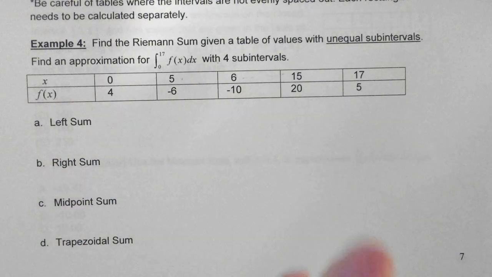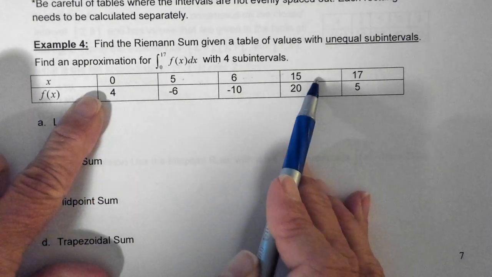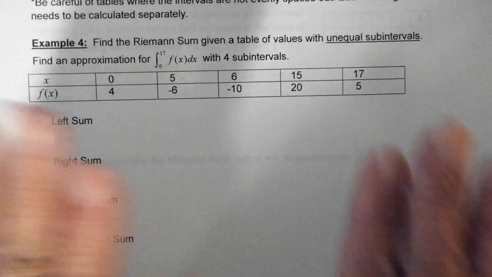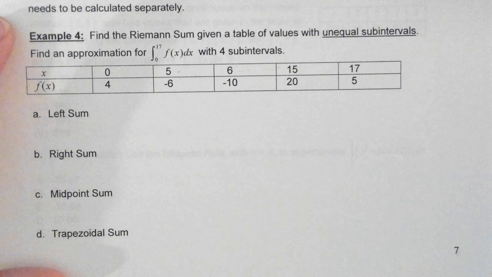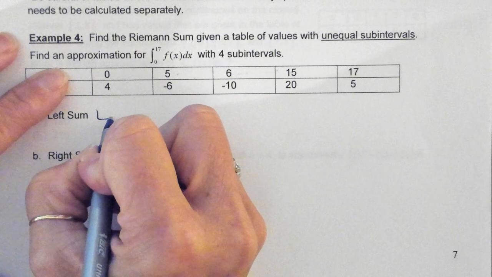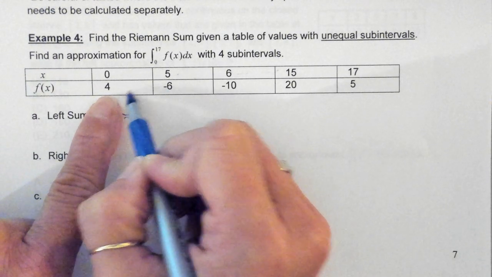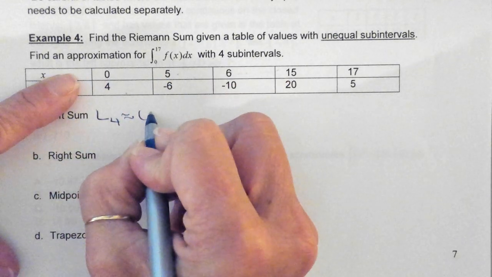So you still do the same thing. They want an approximation for the area under the curve from 0 to 17 of this function, with 4 subintervals, meaning 4 rectangles. How many values do I have in the table? 5. So it's still kind of the same, but you are going to have to take the width times the height for each rectangle. It's not going to be delta x on the outside. So L sub 4 is approximately, here's my left height, here's my width going from the first point to the second point.